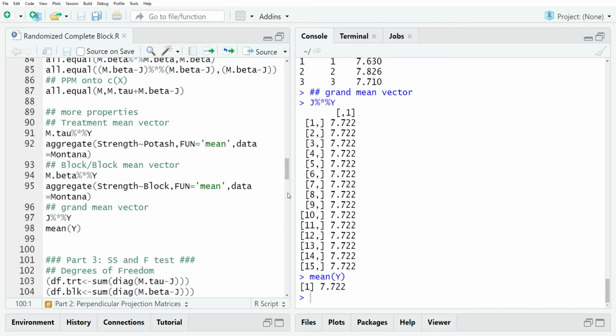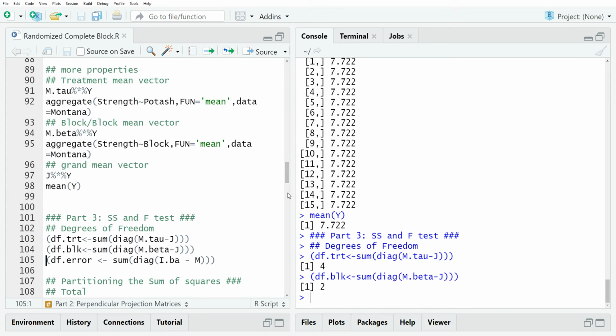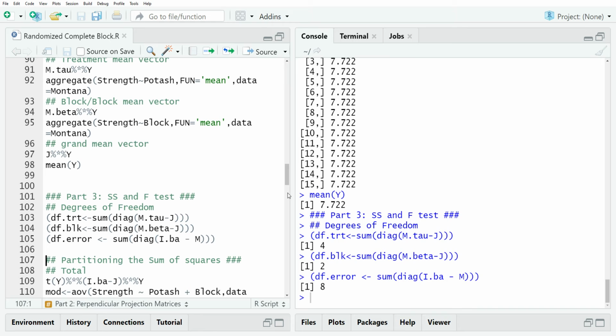Now the degrees of freedom is actually the rank of the matrix when it's in quadratic form. So the degrees of freedom for treatment is the rank of M tau minus J. But since they're perpendicular projection matrices, they're idempotent. And since it's idempotent, it's just the sum of the diagonal elements, which is A minus 1. So it's 4. Same way with the degrees of freedom for blocks. It's the rank of M beta minus J, which is 2, right? B minus 1. Degrees of freedom for error is A minus 1 times B minus 1, which is 8. You can see that 4 times 2 is 8.